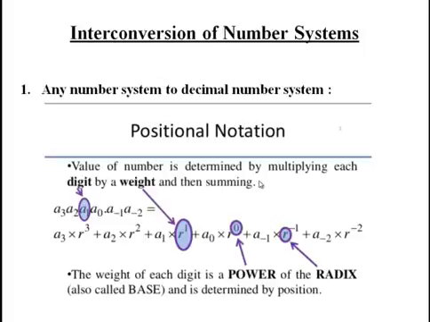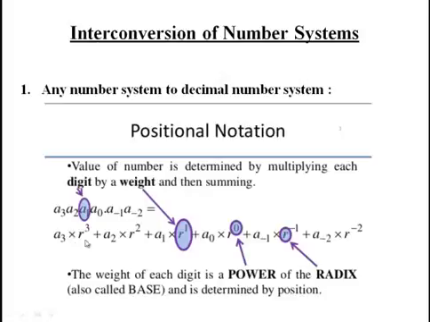Any number system to decimal number system. To convert any number system to decimal number system, first we have to find the weight associated with each of the digits. Say for example, we have a number A3, A2, A1, A0, A minus 1, A minus 2. First we have to find the weight associated with each digit. The weight associated with A0 is r raised to power 0, and after that the powers go on increasing: r raised to power 1, r raised to power 2, r raised to power 3.